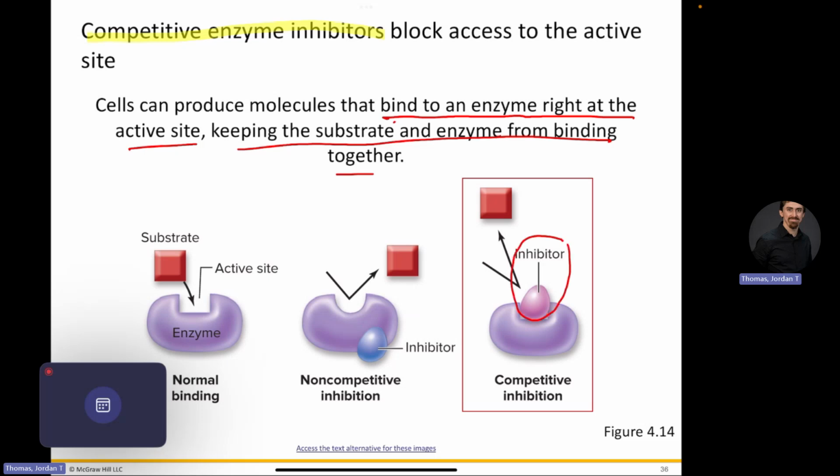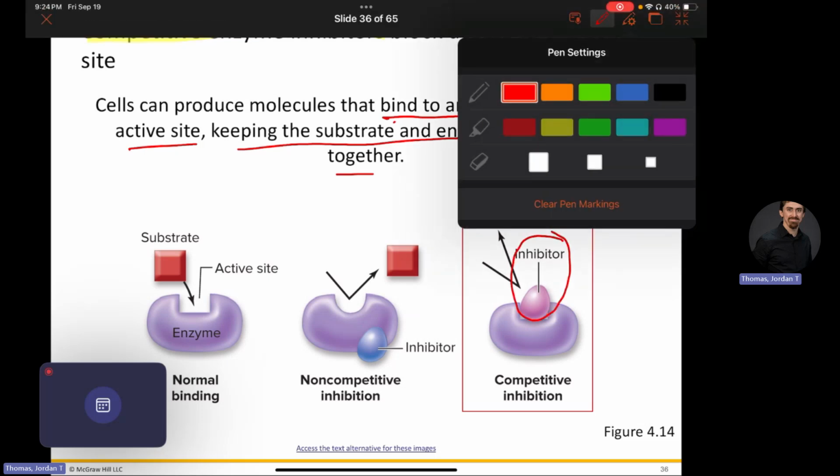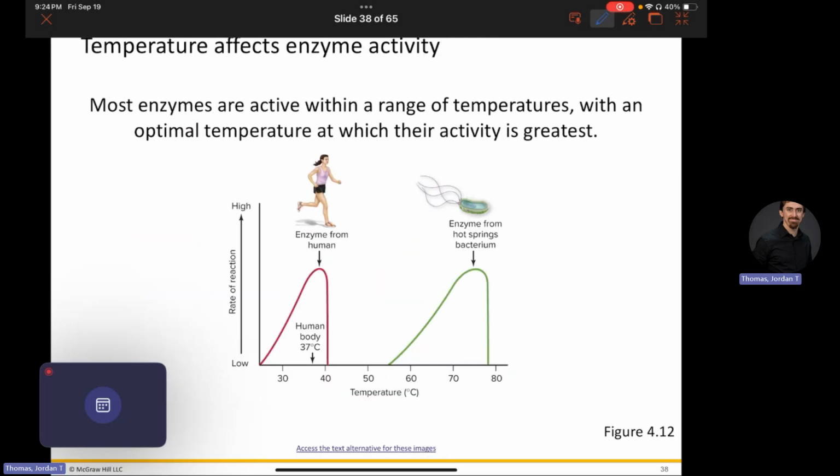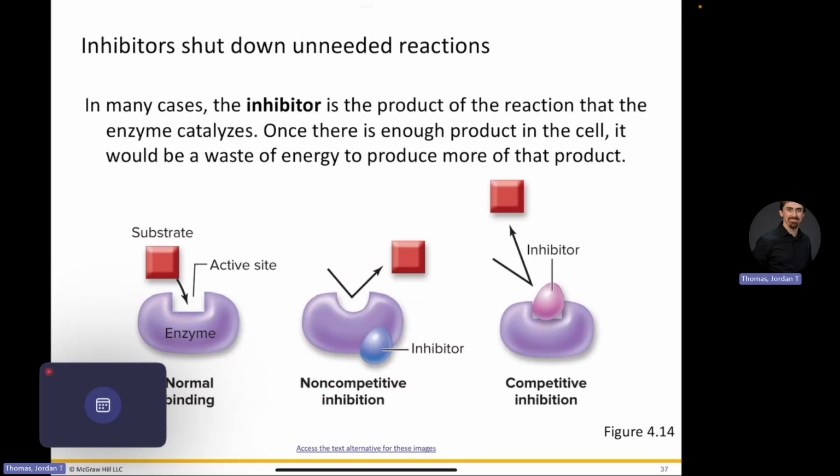And that's what happens right here. That inhibitor binds to the active site. So then this substrate can no longer bind. So that is the big thing with inhibitors. They are stopping a reaction from occurring.